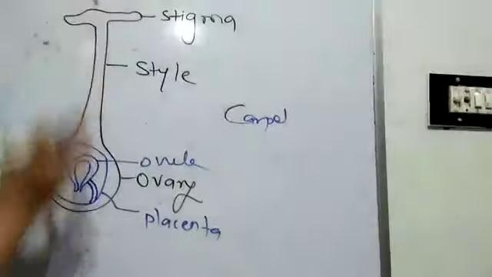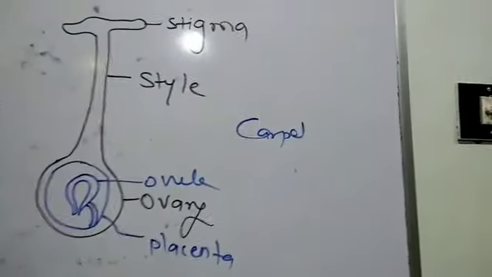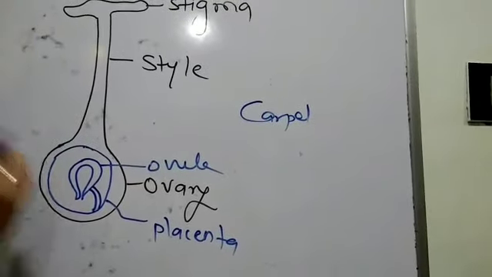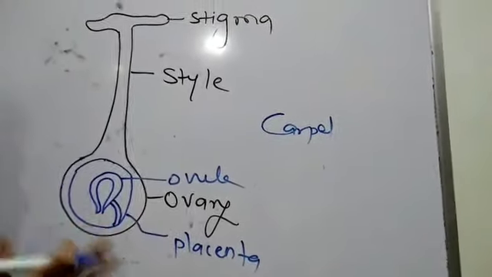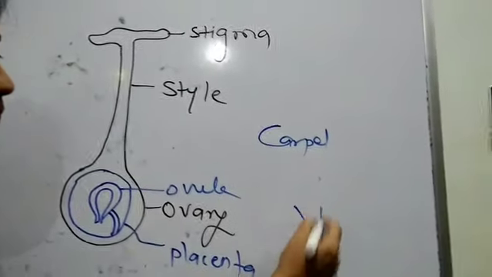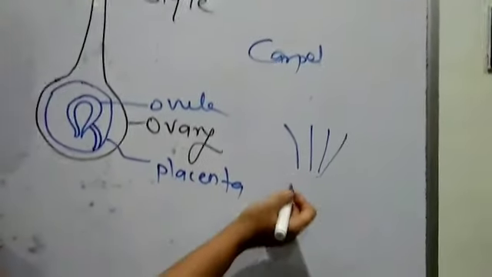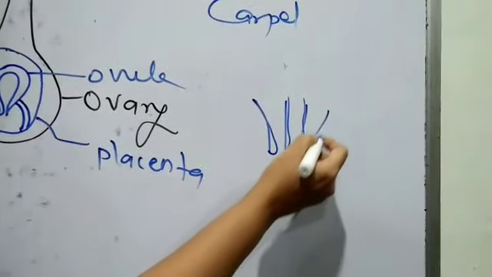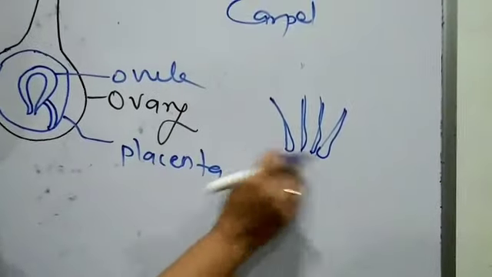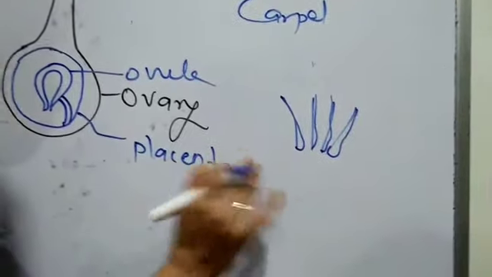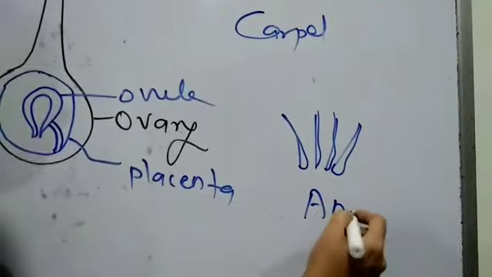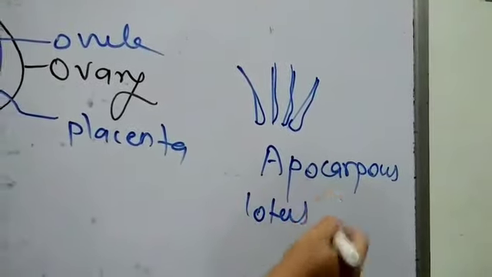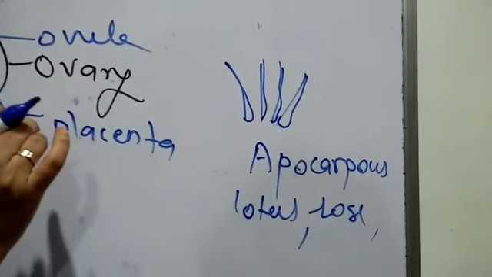Now, a flower can be apocarpous or syncarpous. What is meant by apocarpous? If the carpels are not fused with each other, they are free, like this: ovary, style and stigma, ovary, style and stigma, ovary, style and stigma. If the carpels are not fused, such flowers are called apocarpous. For example, lotus, rose or michelia.